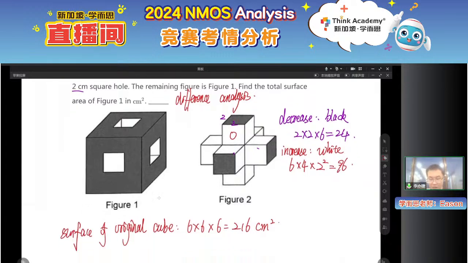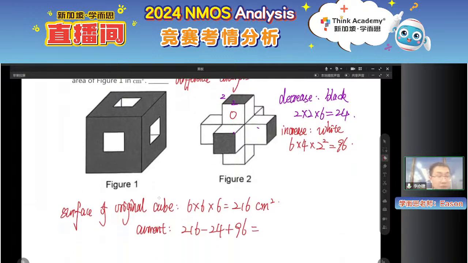So now we will see. After we dig this out, the decreasing area is 24. The increasing area is 96. So now the current surface area is 216 minus 24 plus 96. So 216 minus 24 is 192, plus 96, which is 288.